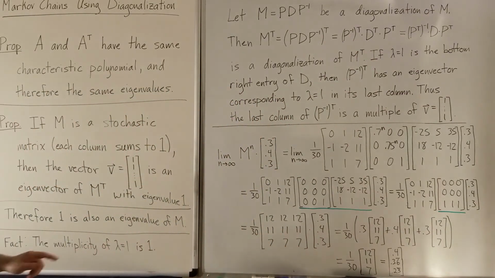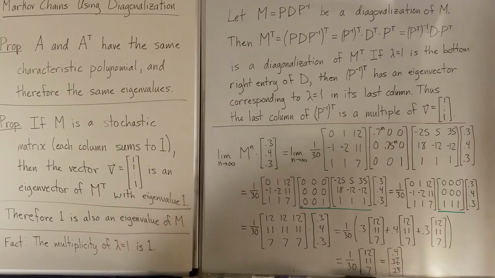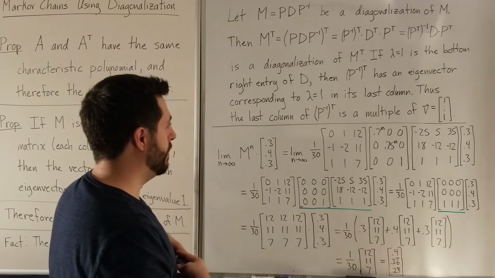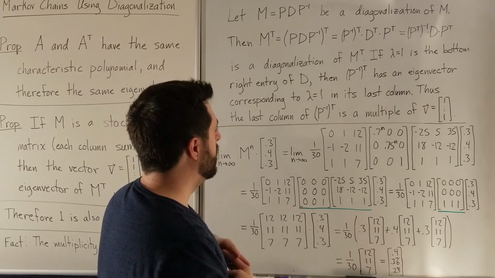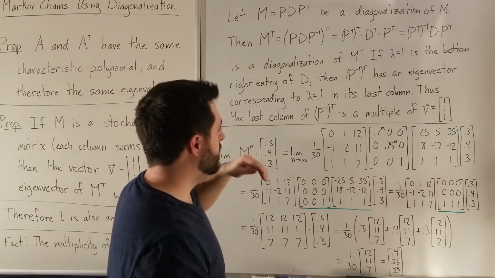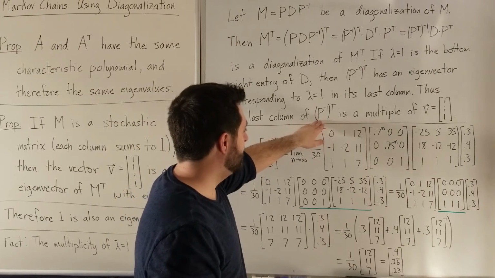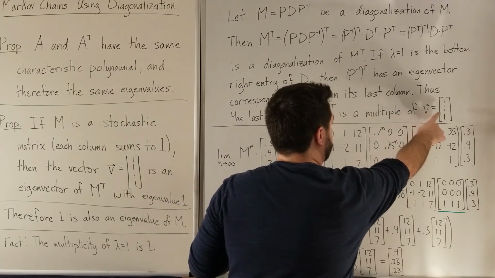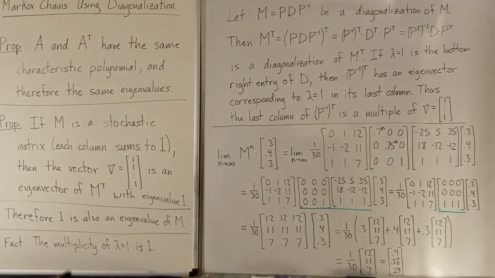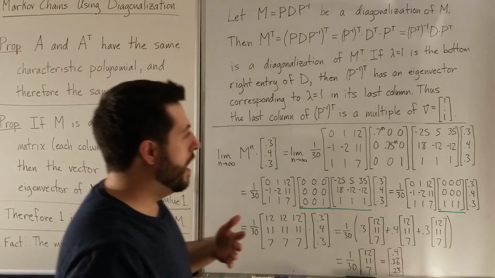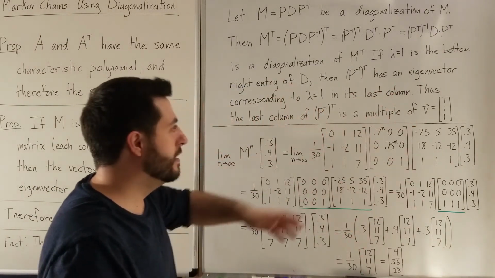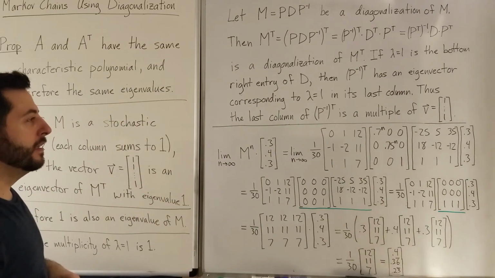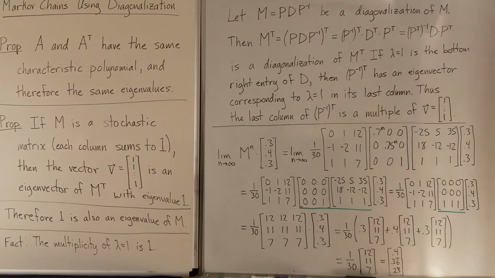Okay, so again, lambda equals 1 has multiplicity 1 for a stochastic regular matrix. And we are going to say then that the last column of P inverse transpose has to be a multiple of this eigenvector that we've already found. So we don't know what scale it is. It could be all 2s or all 3s or all pi's, but it's some multiple of that. We can't have a different eigenvector there that's not a multiple of this one.